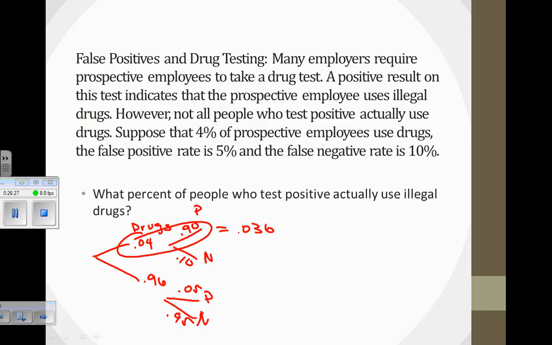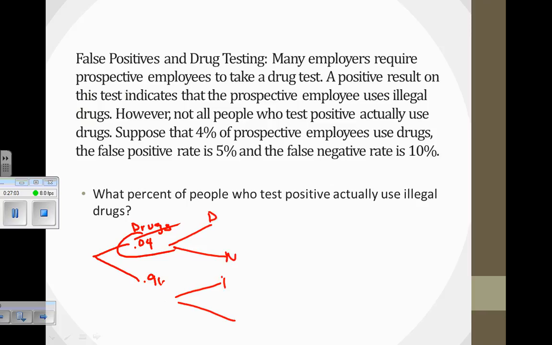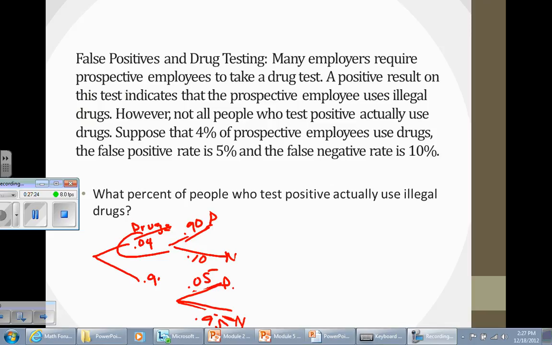Let me just make sure I did this right. What percent of people who test positive actually use illegal drugs? Oh, sorry, I just filled this in wrong. Okay, backtrack, erase. Crazy Mr. Rose. It said that 4% of all prospective employees use drugs and the false positive rate is 5%. So false positive means they got a positive and it was 5%, and false negative was 10%. Okay, sorry, we had it right.